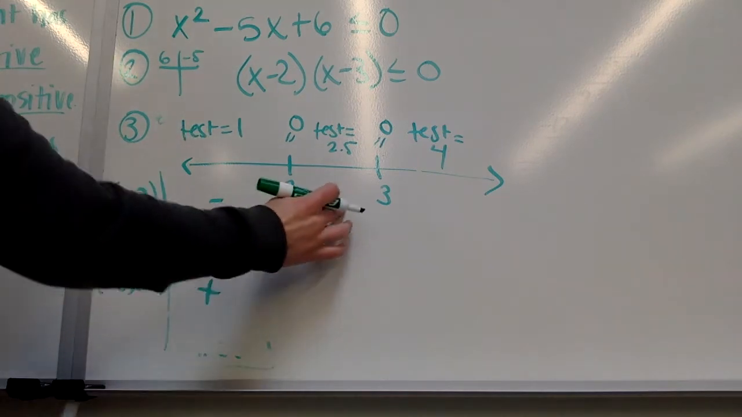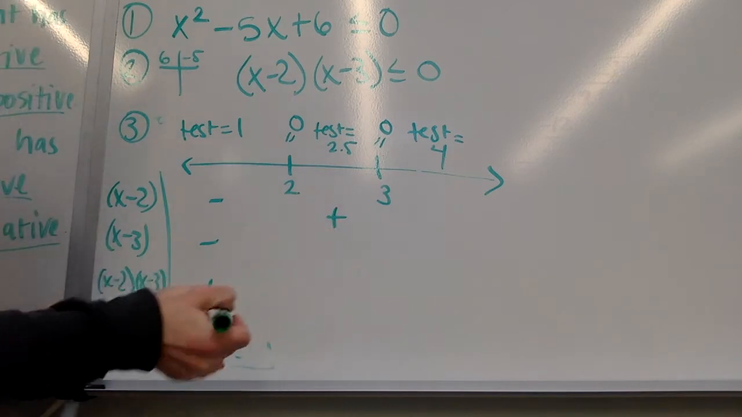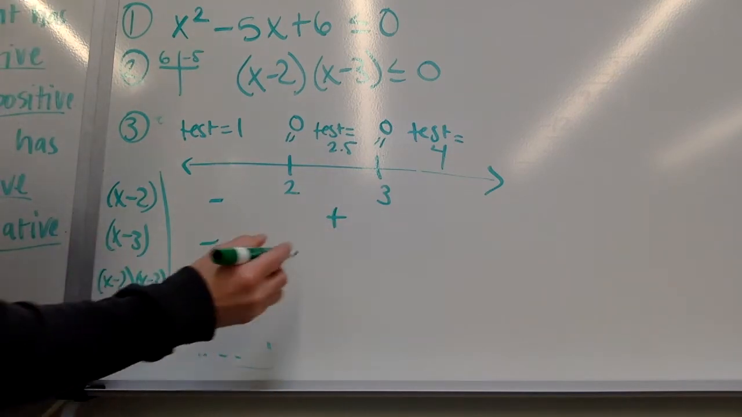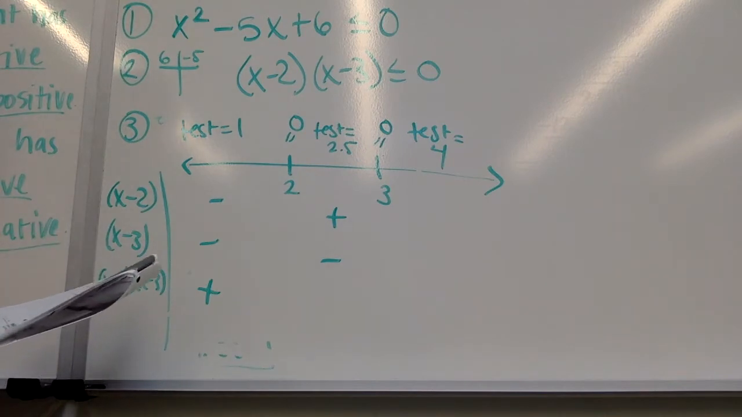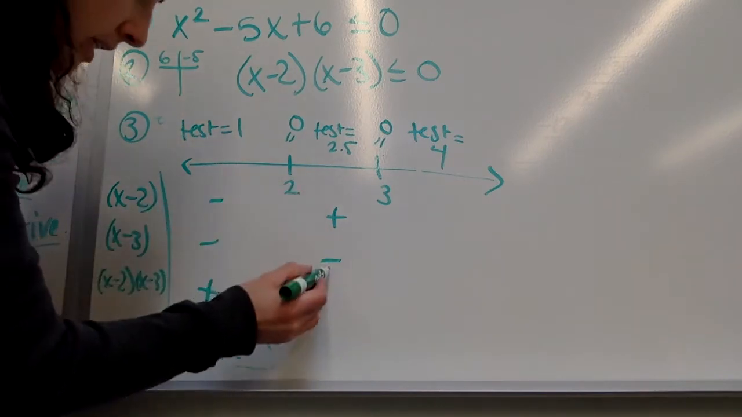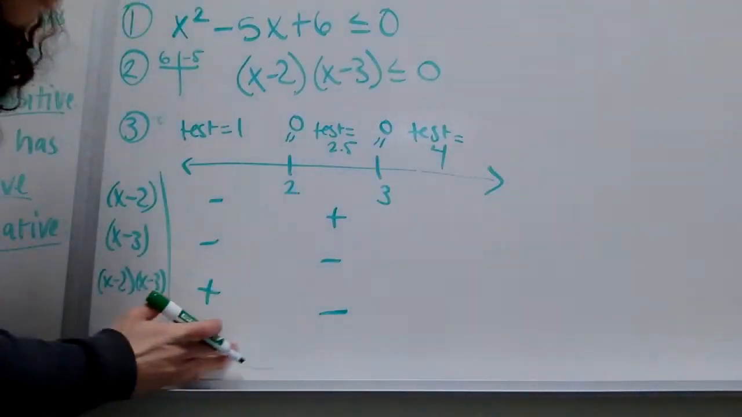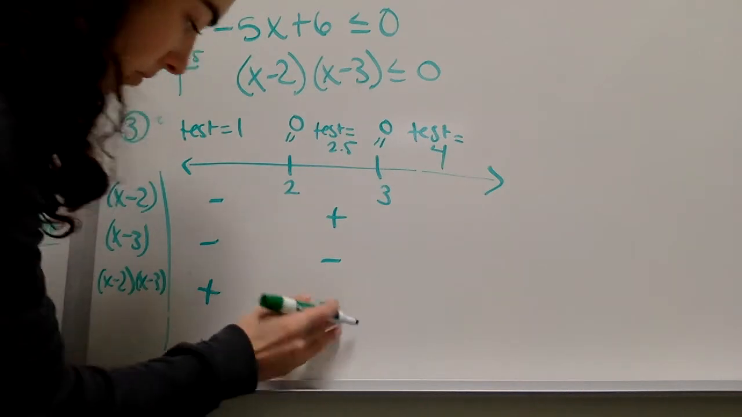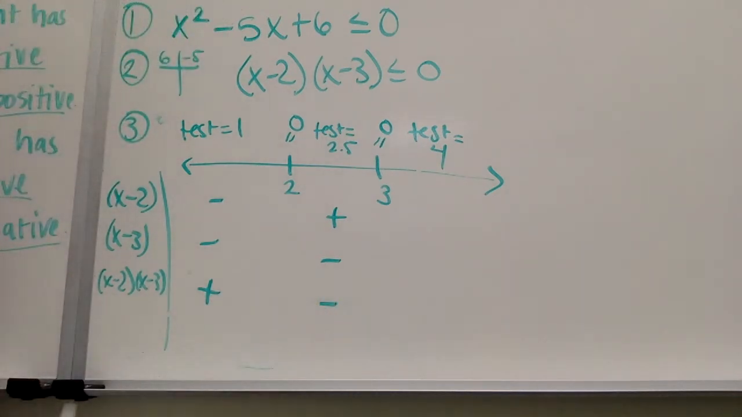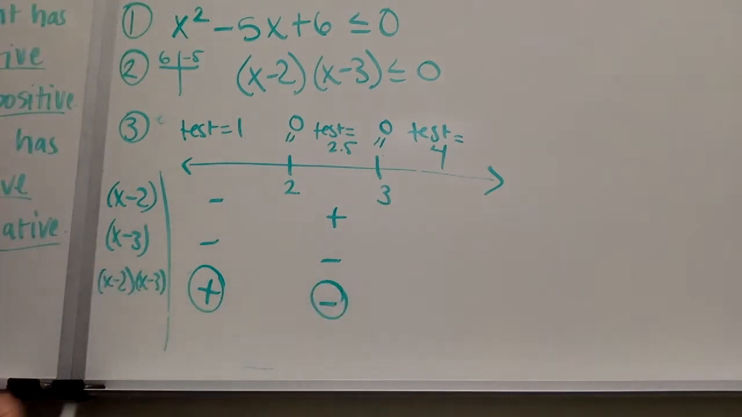Okay, and the same with this middle value, we have to do the middle one. 2.5 minus 2 is going to give me a positive 0.5. 2.5 minus 3 is going to give me a negative 0.5. And positive times a negative, that's an odd number of negatives. Our answer is going to be a negative value down here. Okay, so this is the most important answer that you get to. Okay, then let's test number 4.